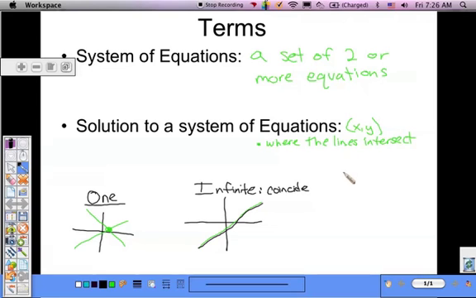The third type of solution, there may be no solutions. And in this case, your two lines would never intersect, which would mean that your lines are parallel.